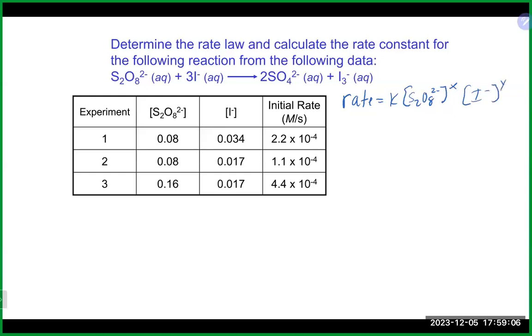So the goal here of the table is to figure out what the x and the y are, which are the orders for each of these. And when we go to the table, what we're looking for is 2 entries where one of them stays the same concentration and the other one varies. So if we look at experiments 1 and 2 in this case, our first reactant stays the same while the other one varies. So that's where I'm going to start. I'm going to look at experiments 1 and 2.